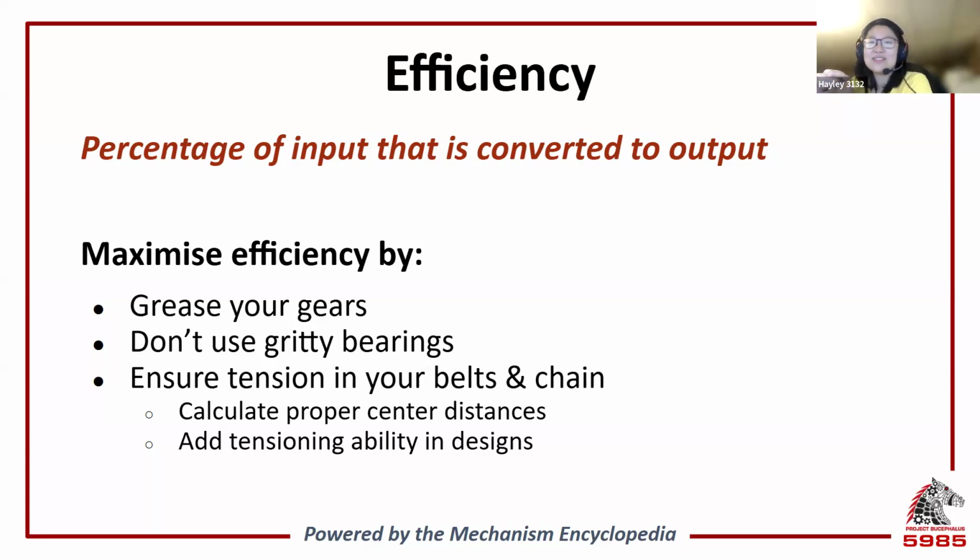Another way that your system could be inefficient is when chain and belts skip. When they skip, there's no power being transmitted. To prevent this, make sure that they are properly tensioned. Make sure that you've calculated the center distances correctly, and also just be checking them over time, because over time they do need to be maintained and may need to be retensioned. To deal with this though, you can also be designing tensioning capability into your systems, which we will talk about in the next couple of slides.